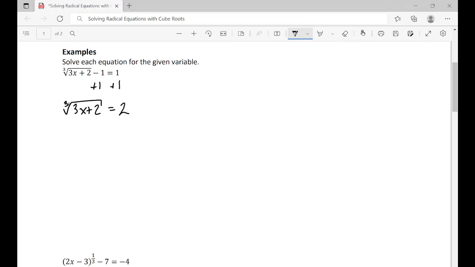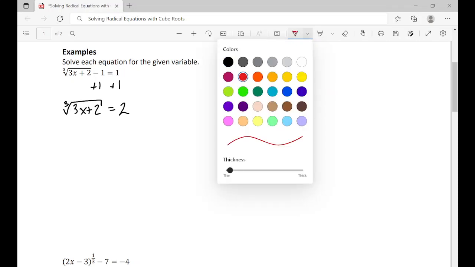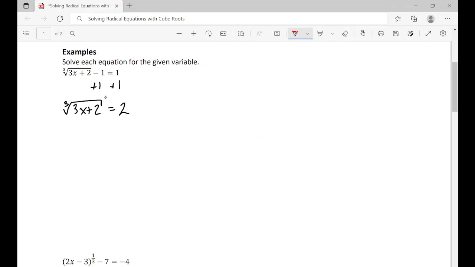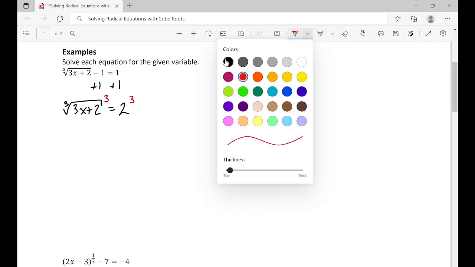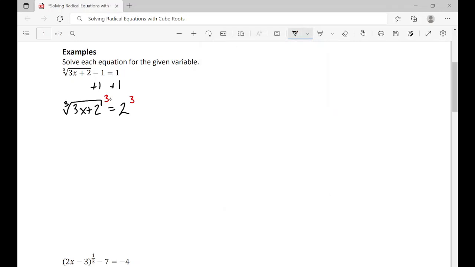Now I've got to get the cube root away. So since I know I have a cube root, with an index of 3, I'm going to raise both sides to the third power. So when I do that, the cube root and the cube are going to cancel each other out, leaving me with 3x plus 2. And then 2 cubed is going to be 8.